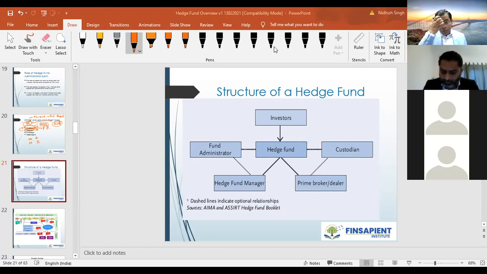Fabulous. So the next topic is the structure of the hedge fund and how all these players that we talked about are linked up. This one is a typical hedge fund. This time maybe I can say Nihar Hedge Fund PLC. Here, Nihar Fund will have a fund administrator. Maybe this is Varnish Fund Accounting.